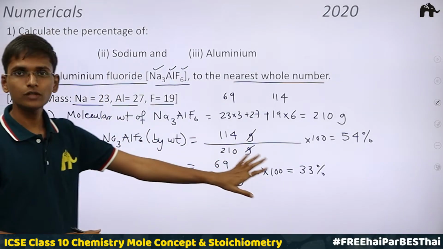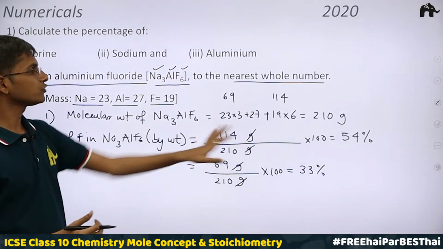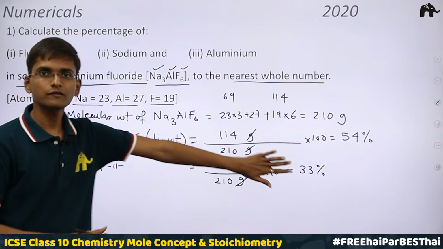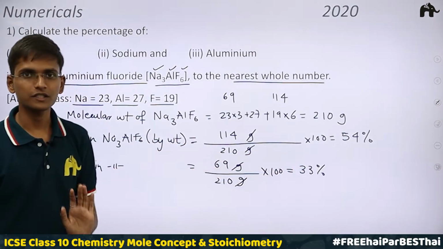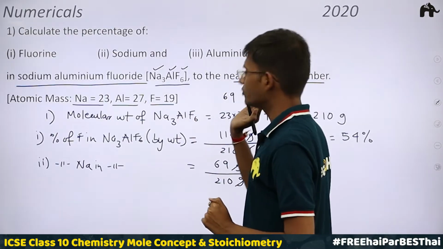But don't do like this, don't do like me, you solve it completely. Just for saving time, I'm telling you to solve it on your own. I know the final answer. It would be around this 33%, perfectly around 33%. And the third one is aluminium.